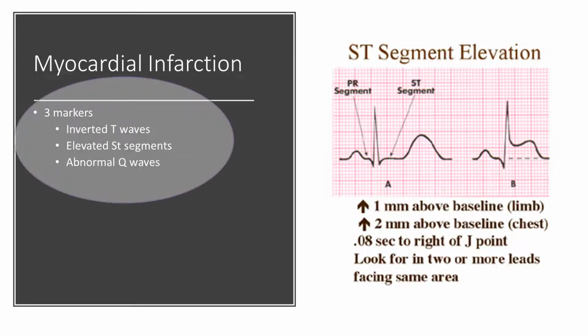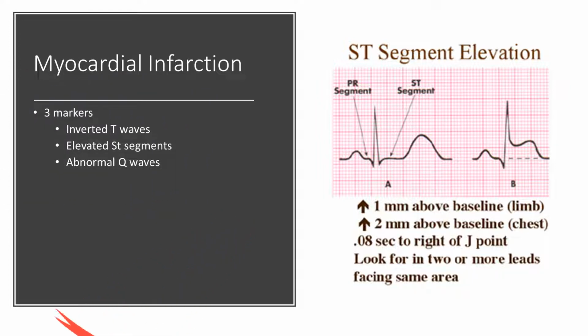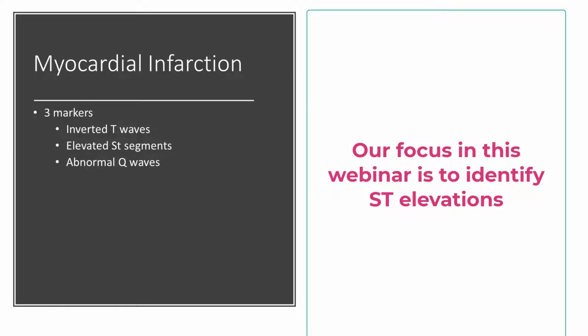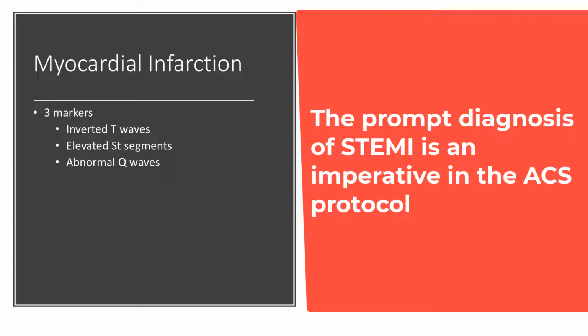In general, there are three markers for the diagnosis of myocardial infarction based on the electrocardiogram. They are 1. Inverted T waves, 2. Elevated ST segments, and 3. Abnormal Q waves. Our interest today is going to be identifying ST elevations because ST elevations are a manifestation of STEMI, and STEMI has to be recognized quickly in order for interventions to be effective.